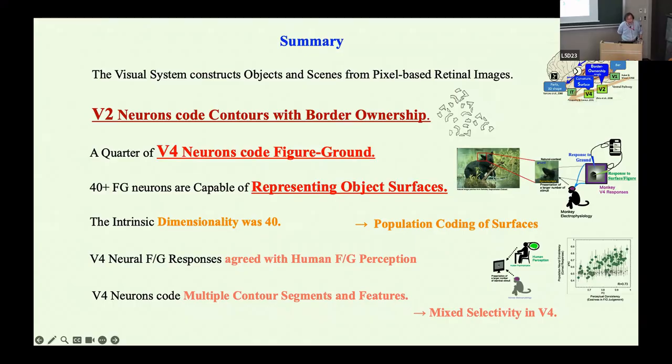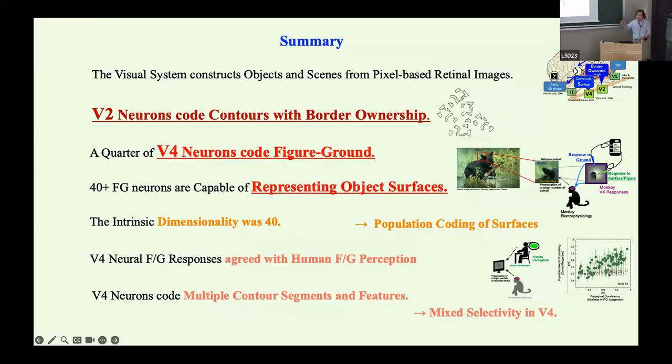What did you say is the last? Is the code a combinatorial code, like different surfaces have different combinations of neurons? Yeah, that's a good question. To answer the first question, yes, we recorded from a few hundred neurons, and a quarter of them show significance in the response to the differences between figure and ground.